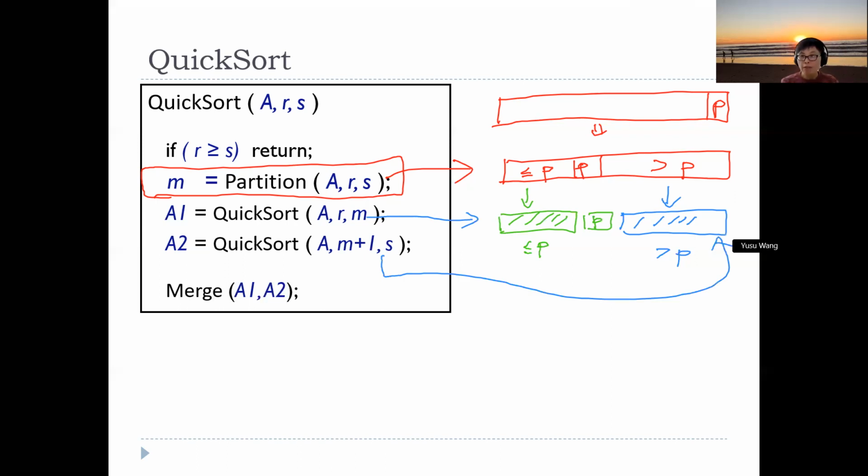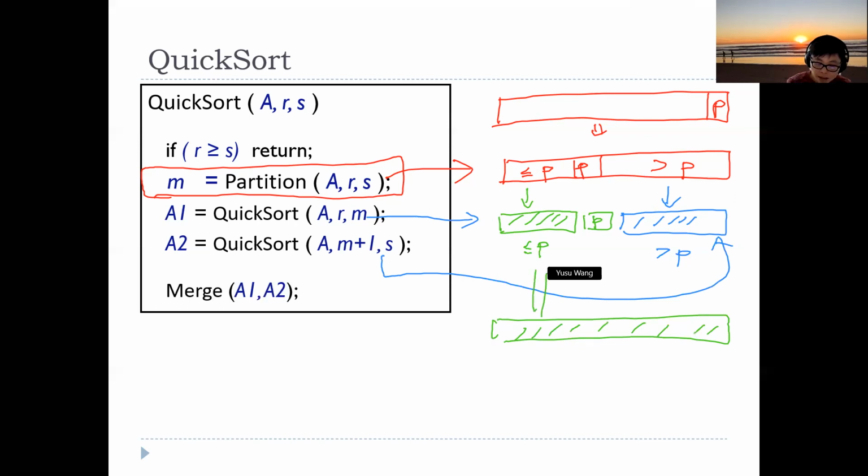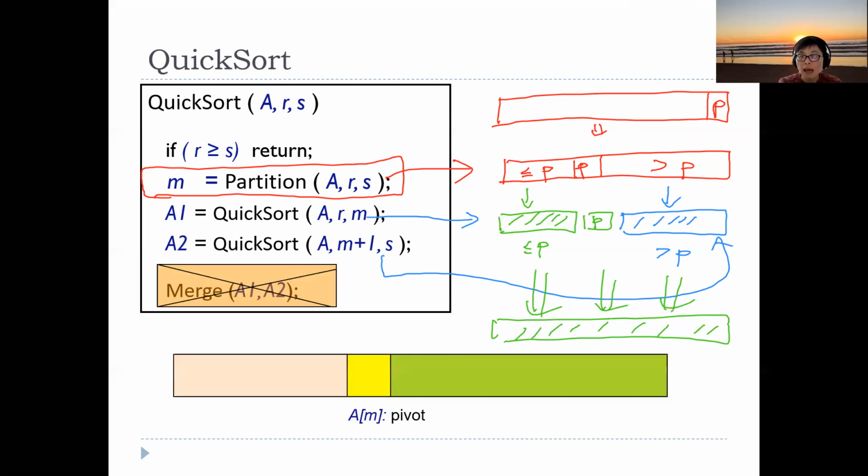Okay? And after that, if all of this is sorted, I'm supposed to merge them into a single entire sorted array, right? But now notice, since P is already in the correct position after splitting, and here is everything smaller than P and everything bigger than P, and they're also sorted, I don't need this merge now. This already gives me a sorted entire array, okay? In other words, if I use this idea, I don't need to do merging because after this step, this is already sorted.